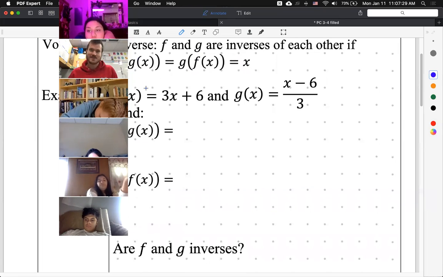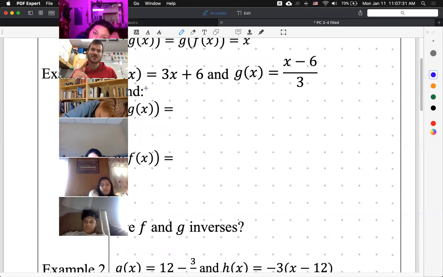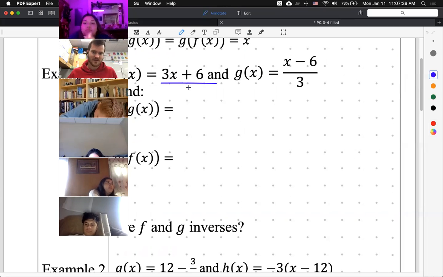And let's just see an example. There is a shortcut if you can think about it, especially for these linear equations, to figure out if they're inverses or not. So F of x is 3x plus 6, and then G of x is x minus 6, and that entire thing divided by 3. So we understand these functions. I'm going to put G inside of F, and I want to see what this simplifies to. If it simplifies to x, we're in luck, then we're halfway done. We have to check the other one as well and see, are they inverse functions?